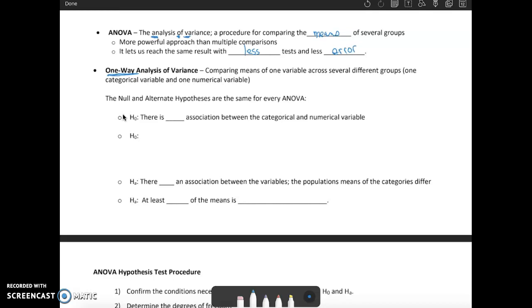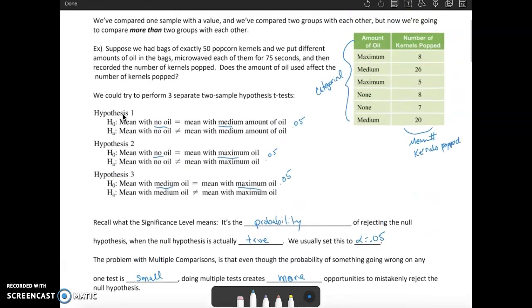So one version of the null hypothesis is to say that there is no association between the categorical and numerical variables. Those things aren't associated at all. So for instance, I could say the amount of oil is not associated at all with the mean number of kernels popped.